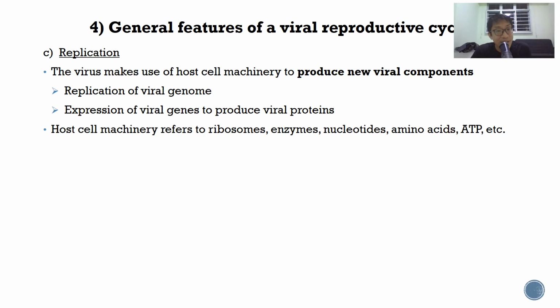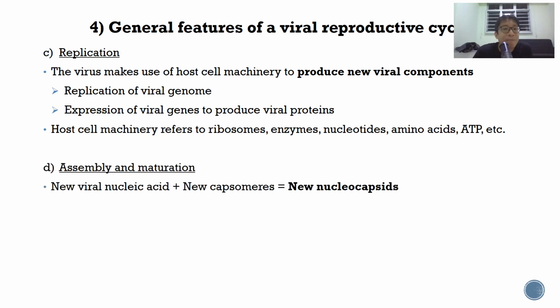This production of new viral genome or proteins would make use of the machinery of the host cells. Also the raw materials, in terms of amino acids, nucleotides, the ribosomes, the enzymes like RNA polymerase that are needed, and the energy, ATP as well. All these would be made use of by the virus.